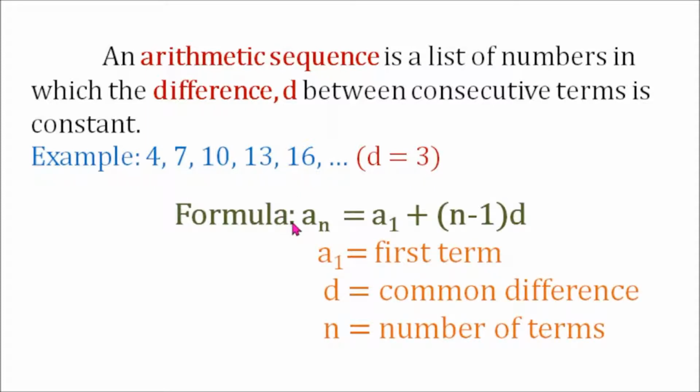This is the formula in finding the nth term of an arithmetic sequence. A sub n equals a sub 1 plus the quantity n minus 1 times d, where a sub 1 is the first term, d is the common difference, and n is the number of terms.